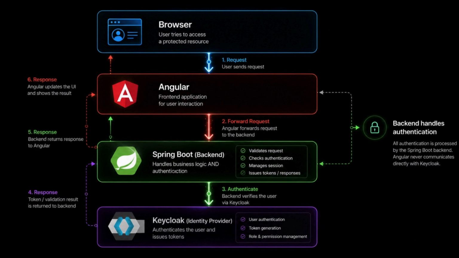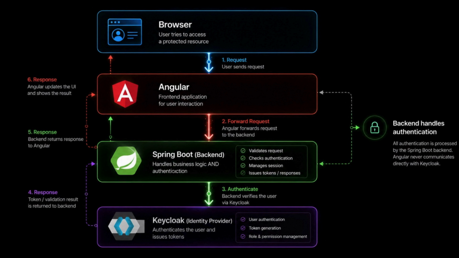Spring Boot then sends only the information the frontend actually needs. Angular never communicates directly with Keycloak and never handles the authentication flow itself. This architecture keeps authentication centralized in the backend. It improves security, simplifies the frontend, and gives me full control over authentication and authorization in a single place.